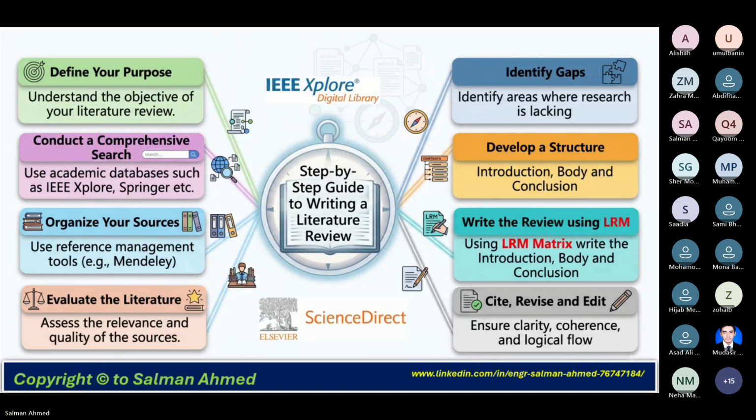After that, develop a structure. Structure is basically the body of the research article that we already discussed last time. How we organize it: there should be the abstract first, then introduction, then related work, then the methodology, then the results, and lastly the conclusion. Okay.